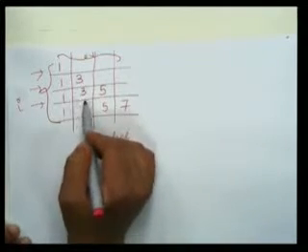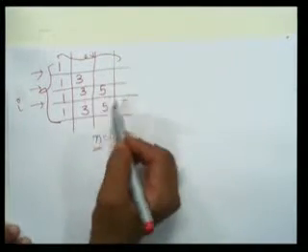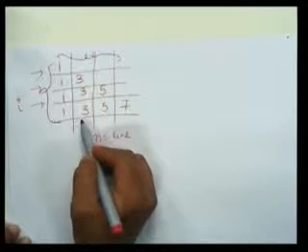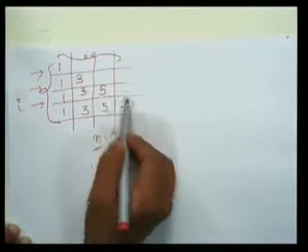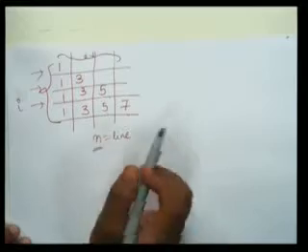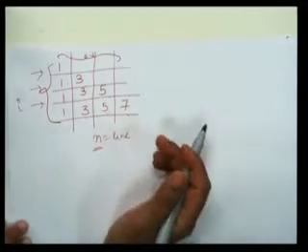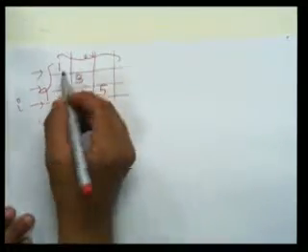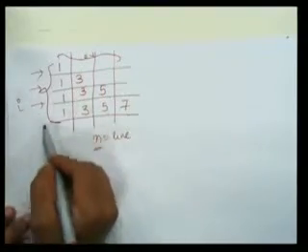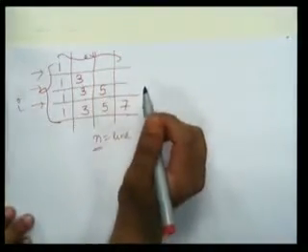So 1 plus 2 is 3, 3 plus 2 is 5. We are trying to find some pattern if possible. 1 plus 2 is 3, 3 plus 2 is 5, 5 plus 2 is 7, right? So now we have to try to make the logic. Again, as you know, we have rows and columns, so we need a nested loop.